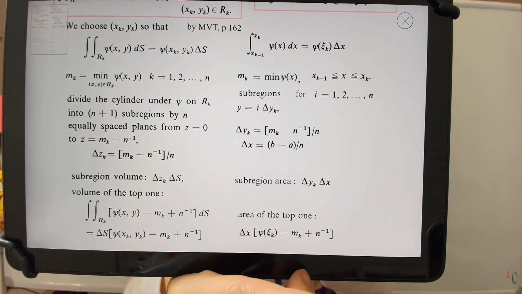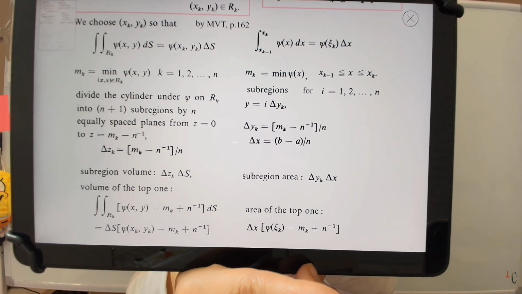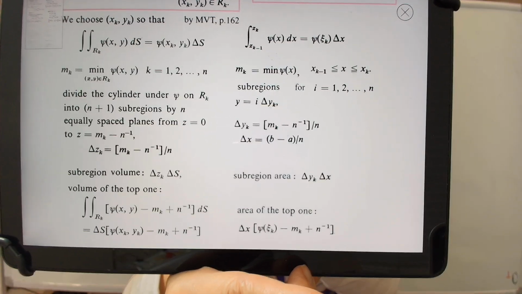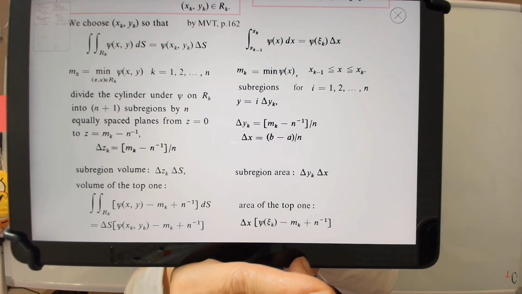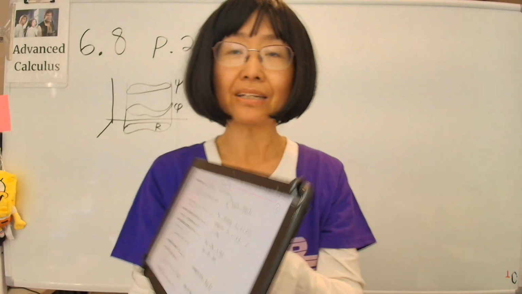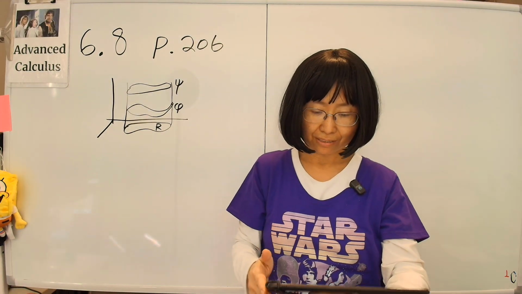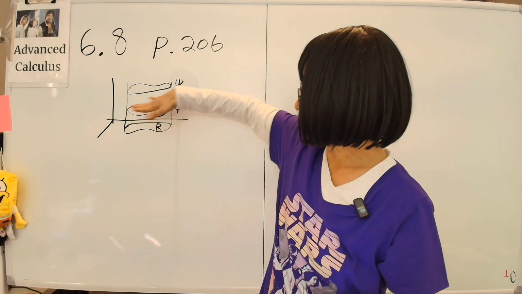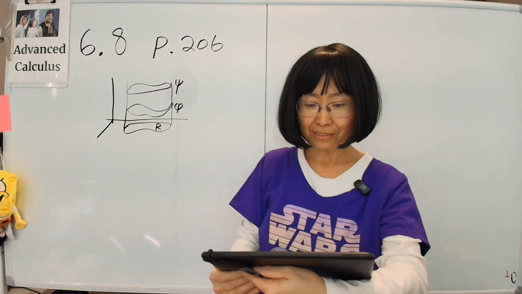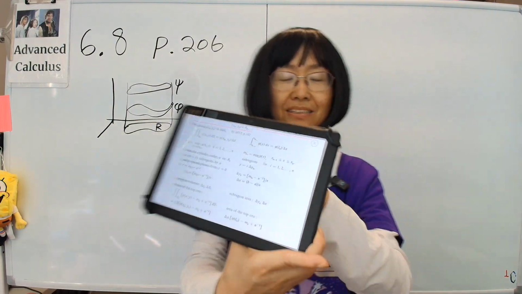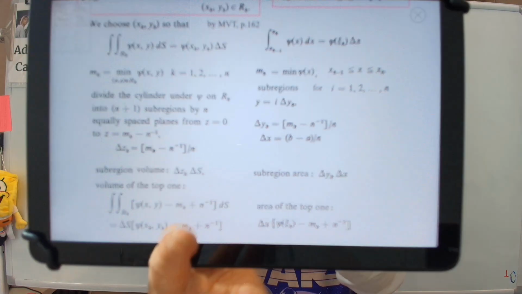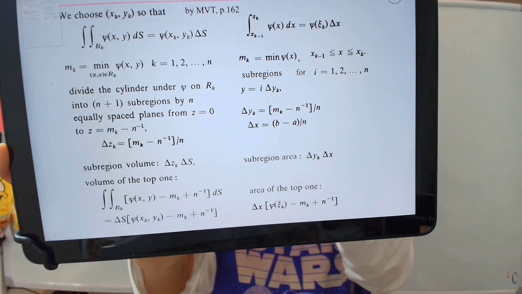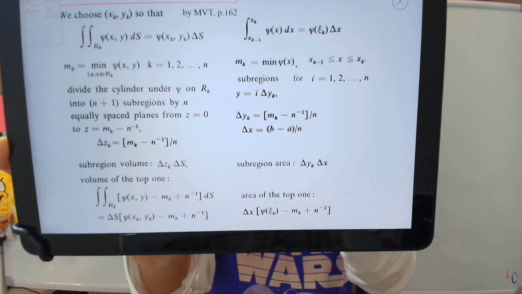Then we're going to divide the cylinder under psi on Rk into n plus 1 subregions by n equally spaced planes. What that means is that we're going to divide it like before. That is, this is divided from the bottom up. So we'll slice it all the way up, and you have a bunch of slices, just like before.